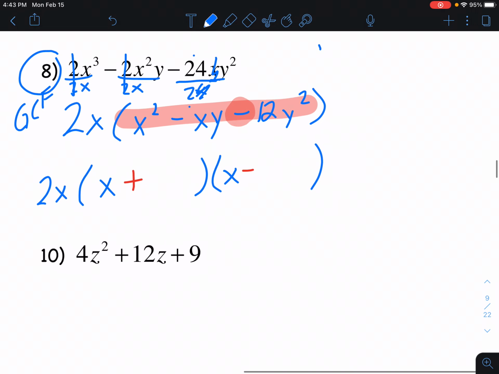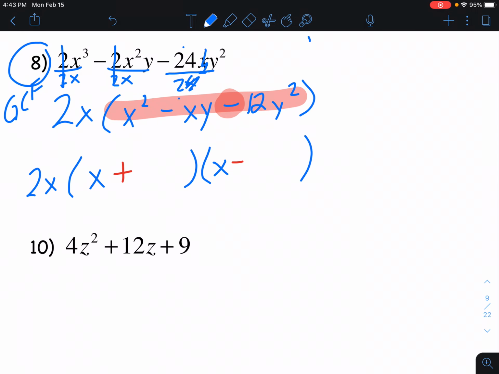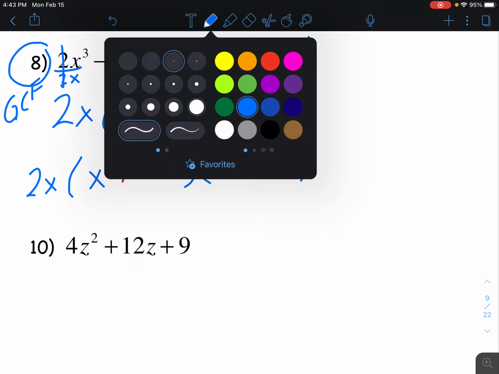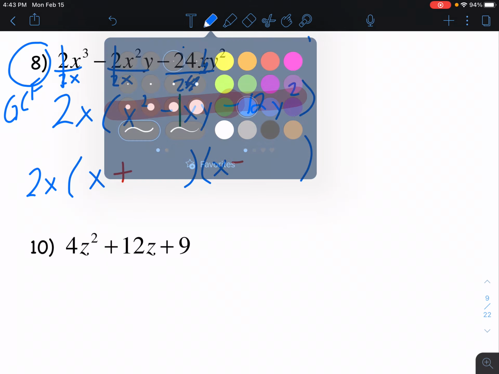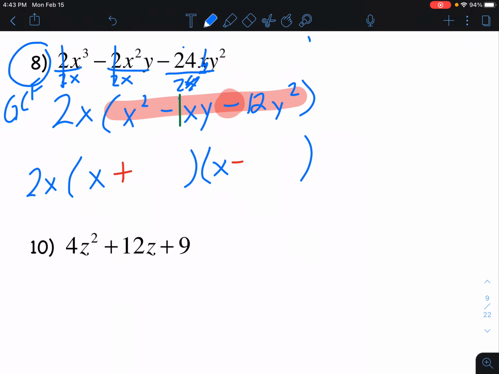Now I need two numbers that multiply to get 12, and it's a plus and a minus, and they are going to subtract to get this invisible negative 1, x, y. So let's do my factors of 12 on the side. 1 times 12. 12 divided by 2 is 6. 12 divided by 3 is 4. So there are your factors of 12. Remember, factors are whole numbers, never decimals for factors.